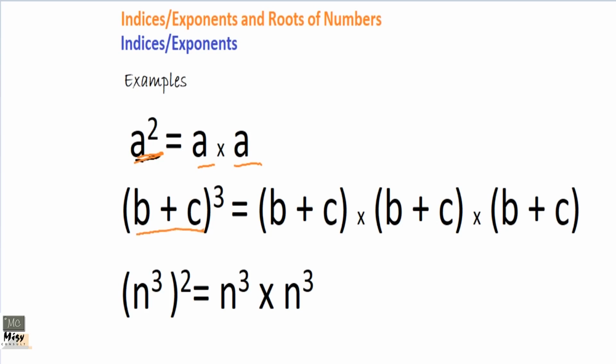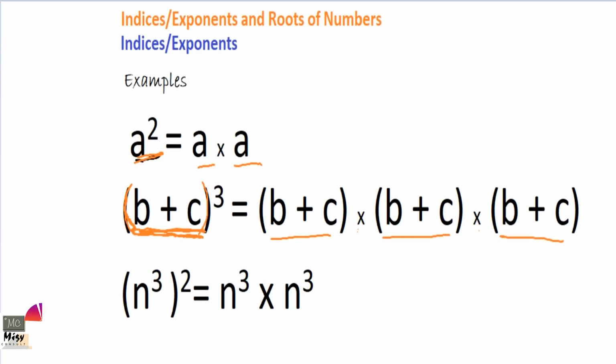Now we have another one. This time around we have an expression raised to the power 3. Don't worry, treat the expression in the parentheses as one number, like you are treating a single number. It means that this thing here is going 3 times: b plus c multiplied by b plus c multiplied by b plus c. So the base this time around is not a single number, but an expression, which you can call a binomial expression because there are 2 terms inside, but that is fine.